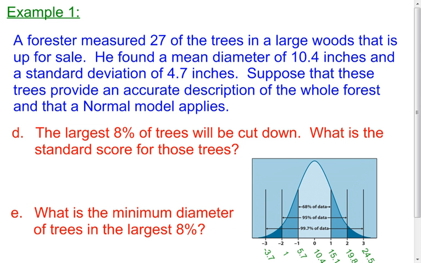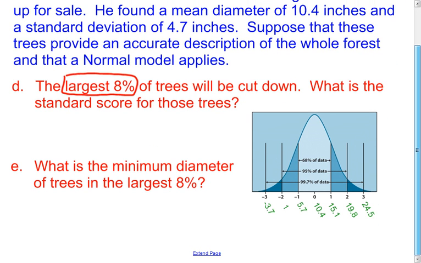So we'll talk about this. The largest 8% of trees. So you have to be really careful about this. The largest 8%, think about that, the largest 8% is actually going to be over here somewhere, and the largest 8% is actually the 92nd percentile. Okay? Because the largest 8%, again, percentile scores are always how many are below that, how many are under it. So if it's the largest 8%, there's 92% of trees that are smaller, okay? So it's the 92nd percentile.